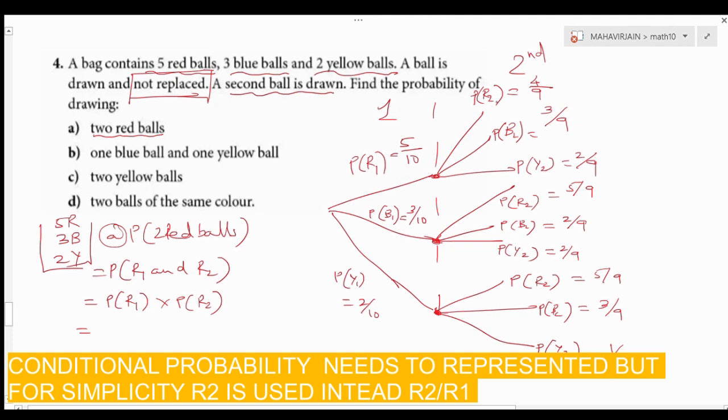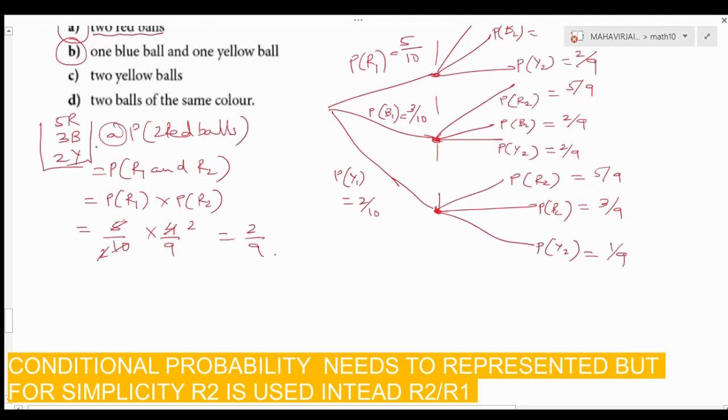Do you understand this? So it's 5 by 10 into 4 by 9. I hope that's understood. Clear with the idea? So this can be simplified as 2 2s are and your answer is 2 by 9. That's clearly understood. Done. So first question done. Next, B.